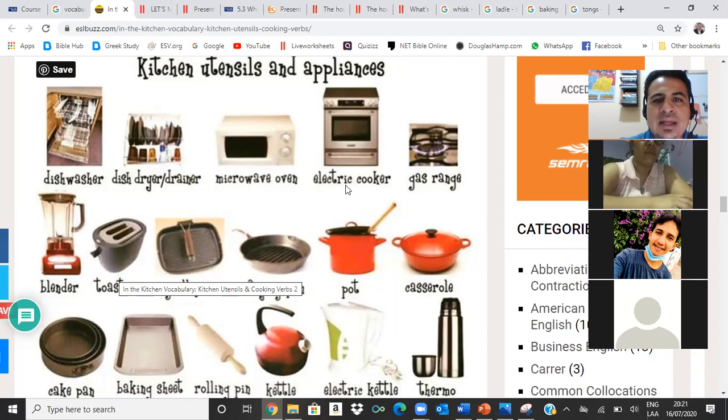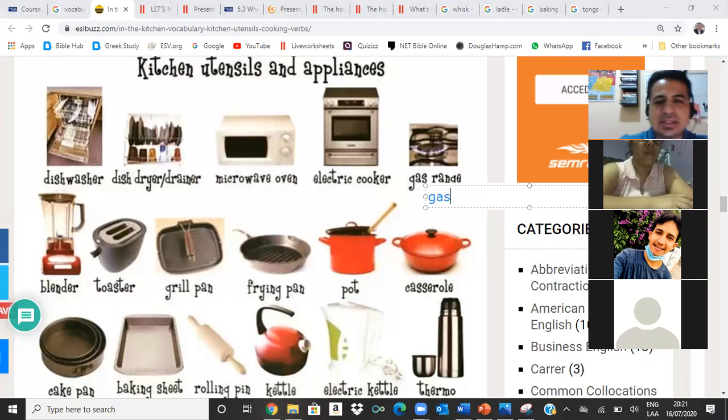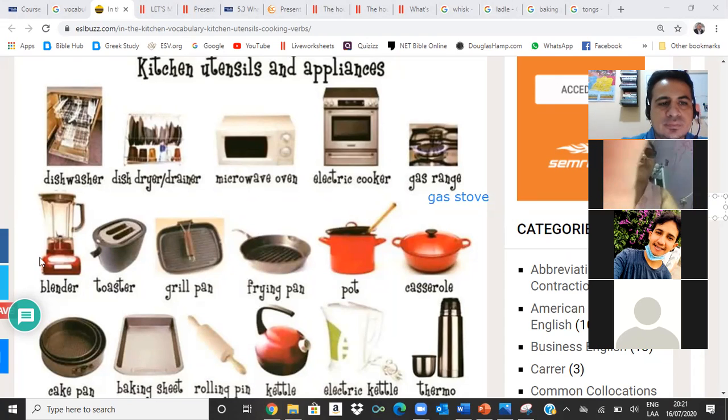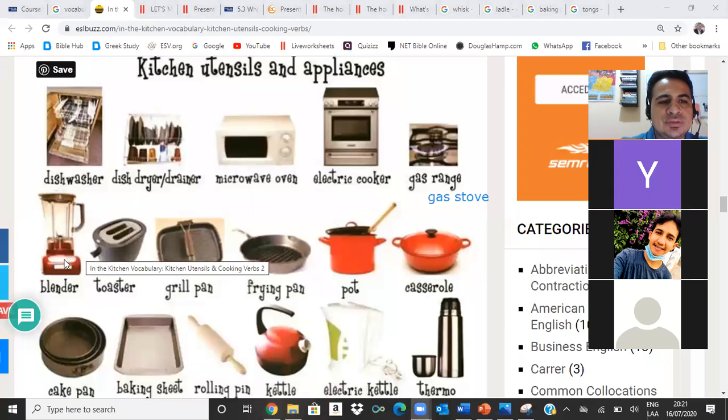This is an electric cooker. Esto casi ya no se usa. Gas range. Or a gas stove. Tal vez ustedes tienen cocina de gas. How do you say? You can say gas stove. Very good. Blender. Repeat. Blender. What do we use it for?